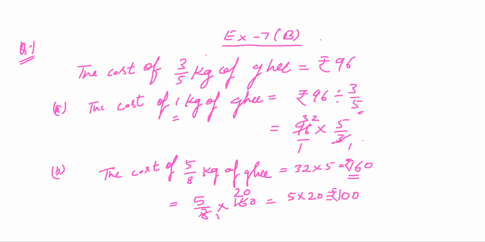So this is the answer. Our first answer is rupees 160. Cost of 5/8 kilogram of ghee is rupees 100. Okay, this is the cost of 1 kilogram of ghee and this is the cost of 5/8 kilogram of ghee. Is it clear to everyone?